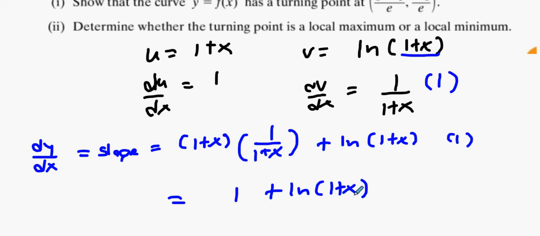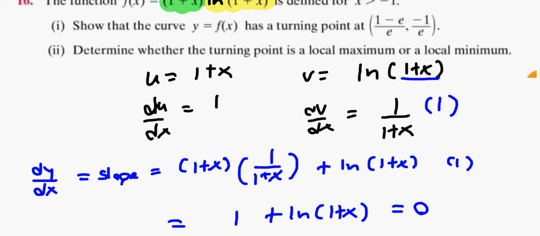Cool. Alright. Equals 0. Why? Because it's a turning point and the slope is 0. I don't know if it's a max or a min. I haven't got a clue what it looks like. Now, we're going to have to solve out what the x value is. What are we expecting the x value to be when it's all said and done? 1 minus e over e. And when we sub that back into the original equation, we're expecting the y value to be minus 1 over e. That's our plan. All right, let's stick to it.